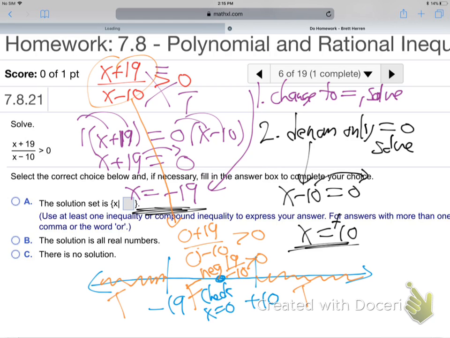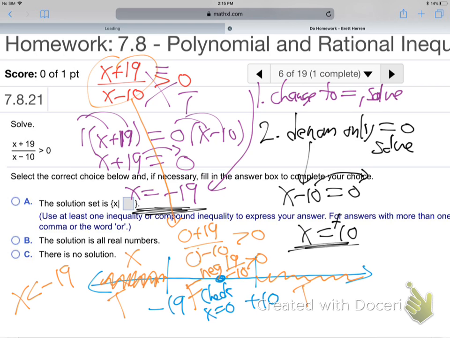So the answer is here. And so the x is the shading. What is true of the shading? Well, it's left of negative 19. How do you say left of negative 19? Less than negative 19. Left always means less. Right means greater. You with me?